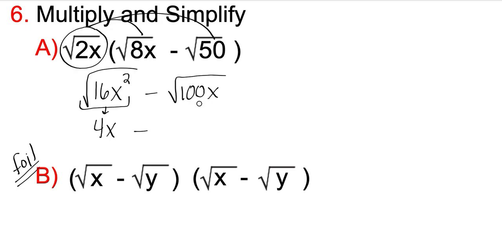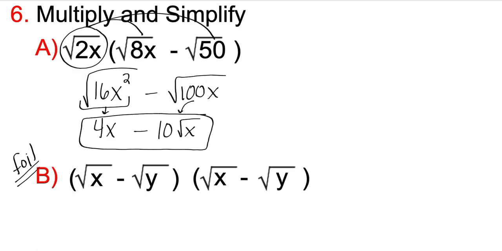All right, and then over here, simplify this down. Square root of 100, that's a nice 10. And the x has to stay because it's not a perfect square. Okay, so that is that one. So we have 4x minus 10 root x for this question. Okay, so multiply the numbers underneath the radicals and then simplify the radicals down.